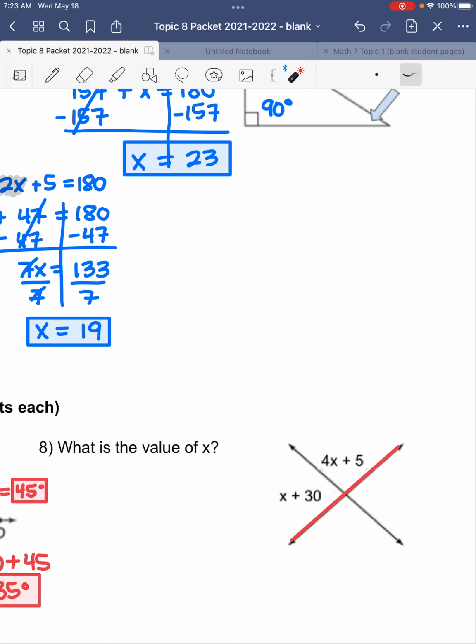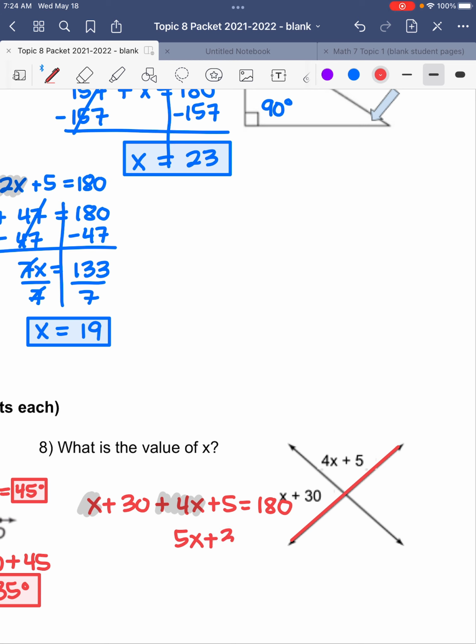So all I'm going to do is take this expression and add this expression to it and set it equal to 180. So we have x plus 30 plus 4x plus 5 equals 180. Now I need to know if I have any like terms. So let's start with our x's. We have x plus 4x. When I combine that, I get 5x. And then my other numbers, 30 and 5, I can also combine. That makes 35. So 5x plus 35 equals 180.